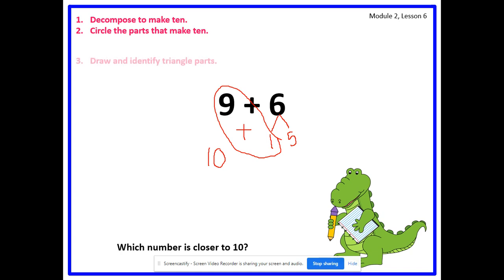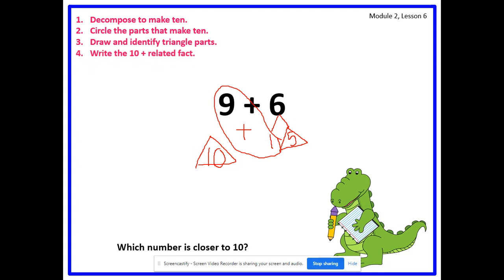Step 3, draw and identify your triangle parts. Press play when you've done that. You should have drawn a triangle on 10 and 5 because those are your leftover parts. Remember, the triangle parts, you add them together.